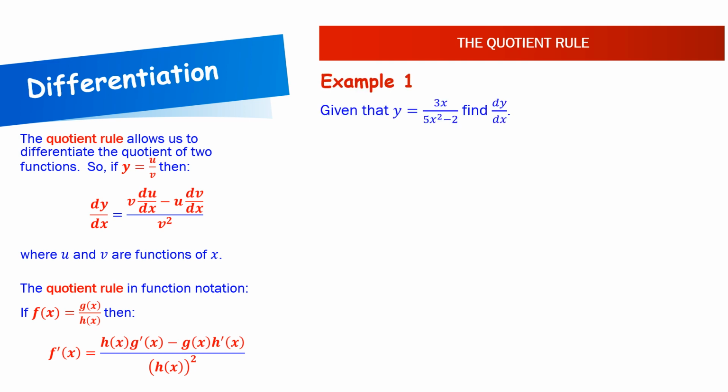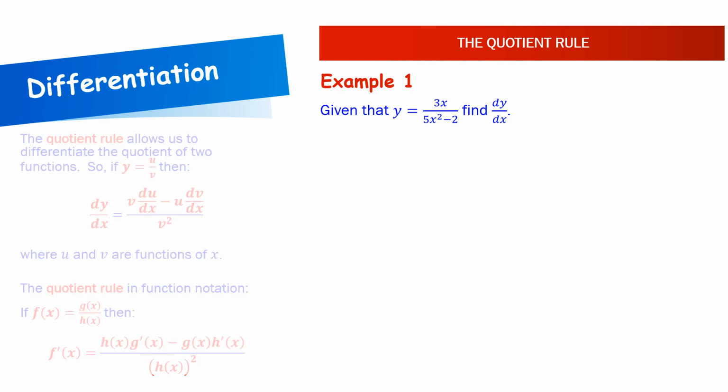Now let's have a go at an example. Pause the video and have a go. Press play when you're ready to view the solution. In this example, we are required to find dy dx given that y equals 3x over 5x squared minus 2. So let's solve this.